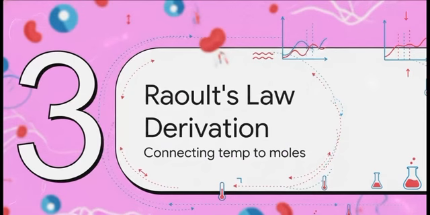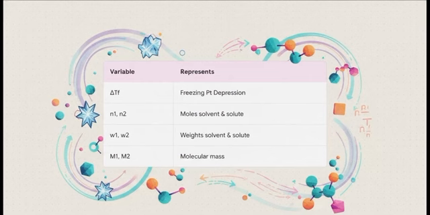Which brings us to Section 3, deriving with Raoult's law, connecting temperature to moles. Okay, since we know temperature depression is directly tied to vapor pressure drop, we can take a massive leap to connect these physical changes to the actual chemical makeup of our solution. But before we do the algebra, let's establish our players. We've got our temperature drop, plus the physical weights and molecular masses of both our solvent and our solute.